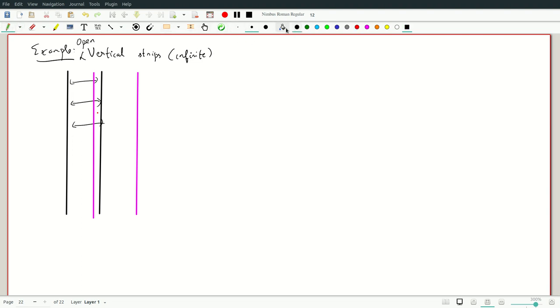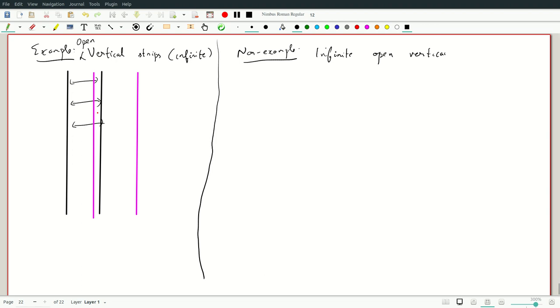which is similar. So this is the example, and here is a non-example, which is infinite open vertical and horizontal strips. If you want, as a variant, you can think of strips in all angles also.